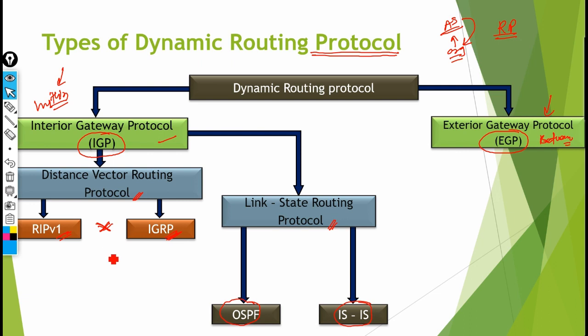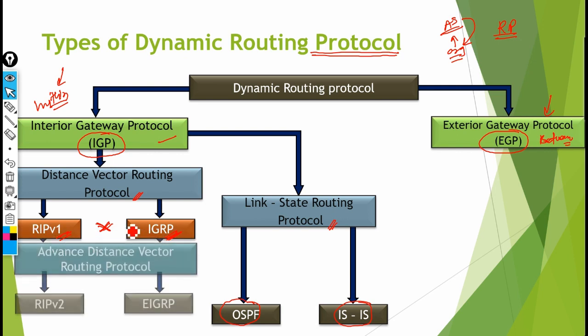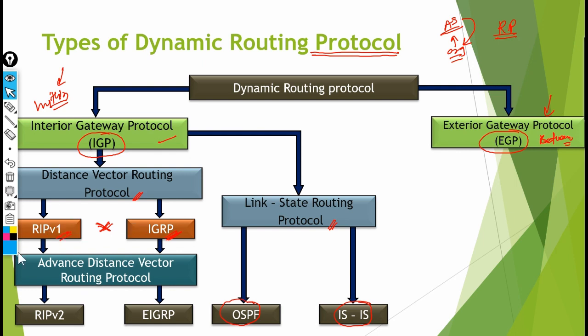Later on, developers did enhancements on these and said we are going to upgrade them and make them advanced distance vector protocols. When it comes to advanced distance vector protocols, it is all about RIP version 2 and EIGRP. EIGRP stands for Enhanced Interior Gateway Routing Protocol. Make sure all the protocols we discussed here are used within organizations.